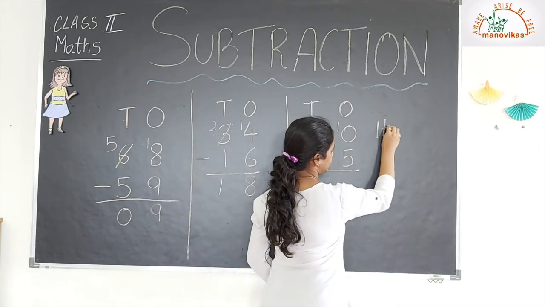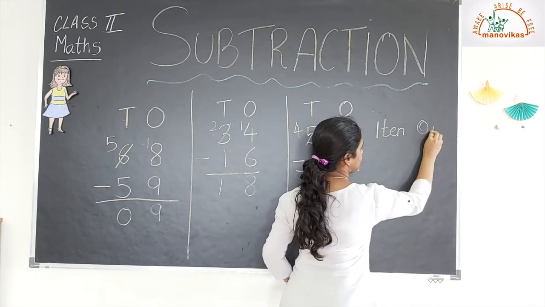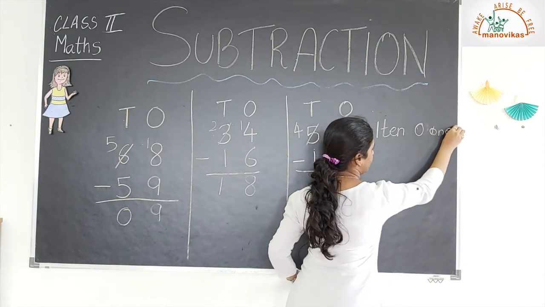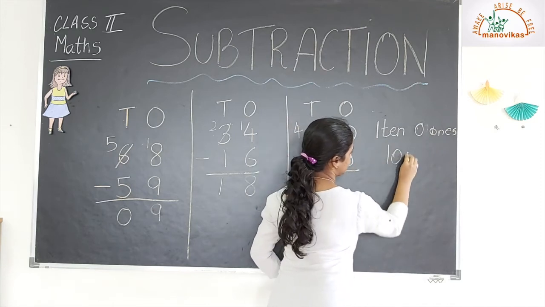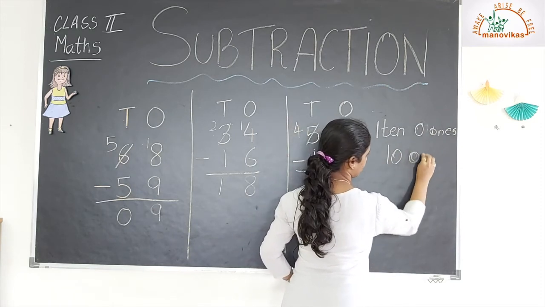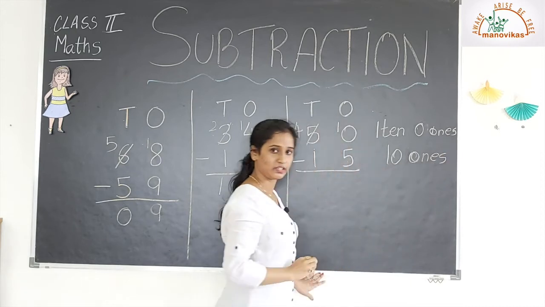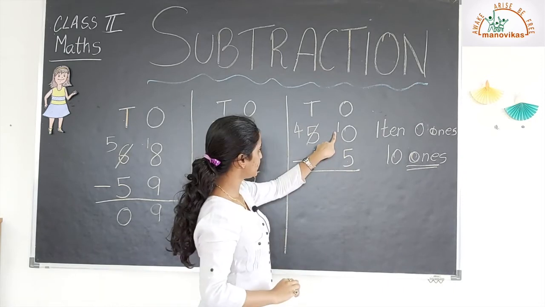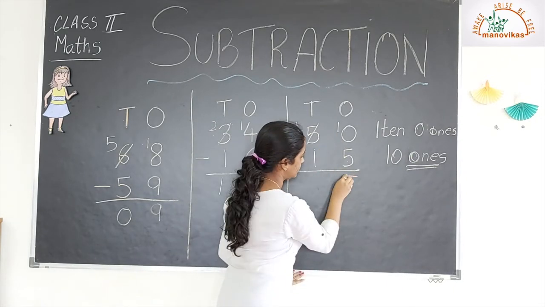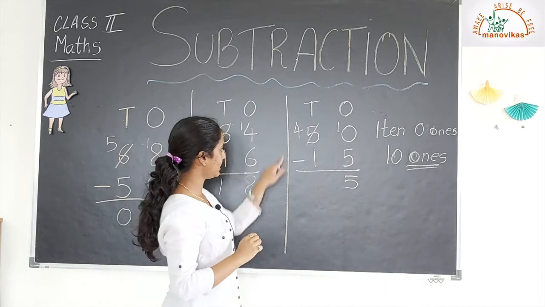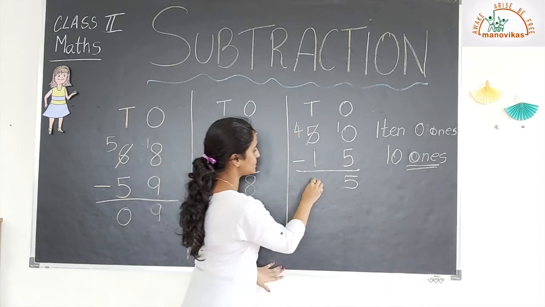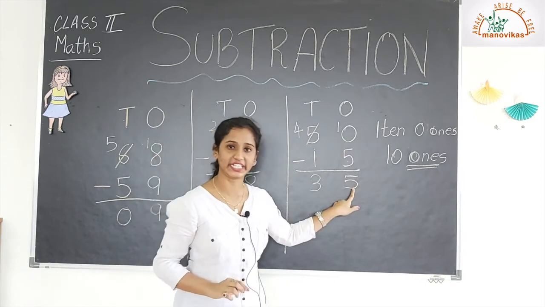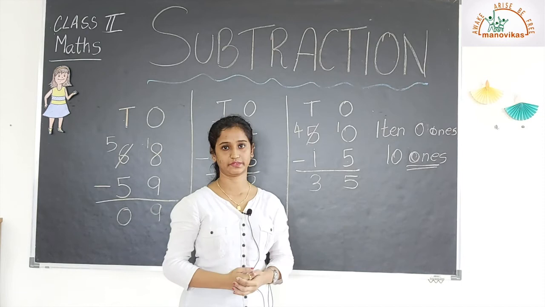So this will be 1, 0 and 0, ones. It will be 10 ones. Okay, why ones? Because it is in the ones column. So 10 minus 5 gives us 5. Next, 4 minus 1 gives us 3. So 50 minus 15 gives us 35.